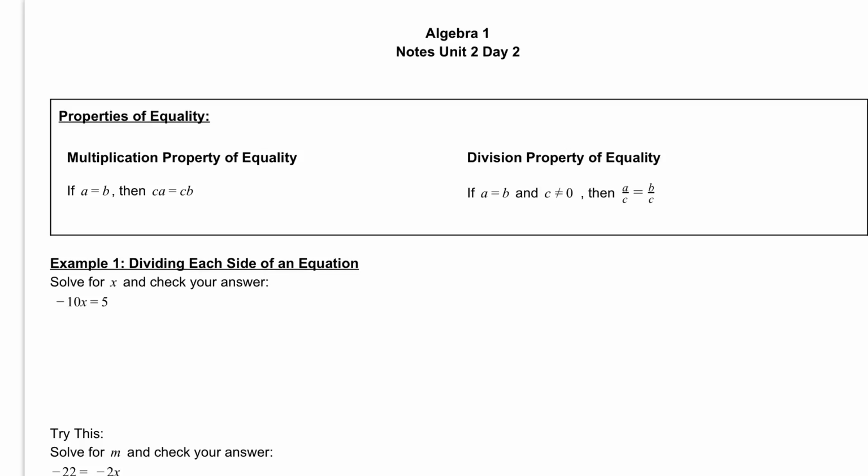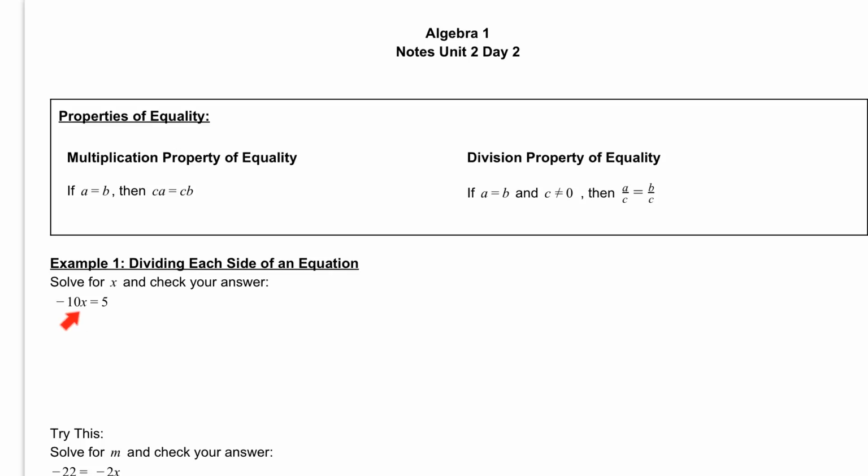In the day 2 notes, we're going to look at two different properties of equalities. The multiplication property says that if A is equal to B, then C times A is the same thing as C times B. And the division property of equality says that if A is equal to B, C can't be 0 because we can't divide by 0, but then A divided by C is the same thing as B divided by C. If we take a look at example 1, we have the equation negative 10x is equal to 5.